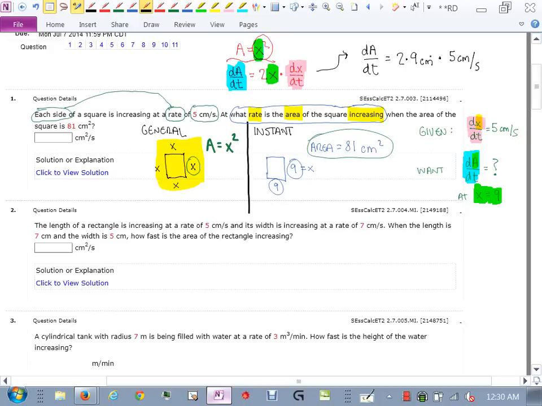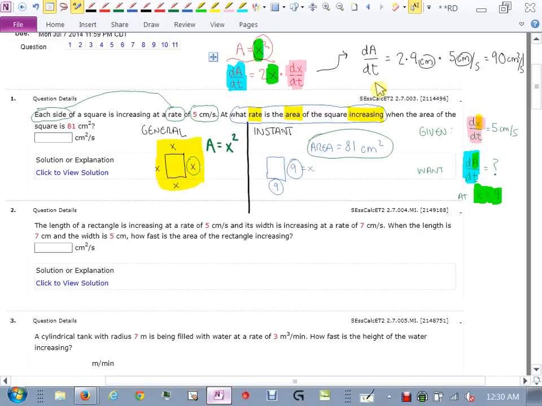And therefore, you can start doing your units here. Centimeter times centimeter, centimeter squared divided by seconds. So we know that this is going to be equal to centimeters squared per second. And then just multiply here. 9 times 5 gives me 45, times 2 is 90. So I get 90 square centimeters per second.